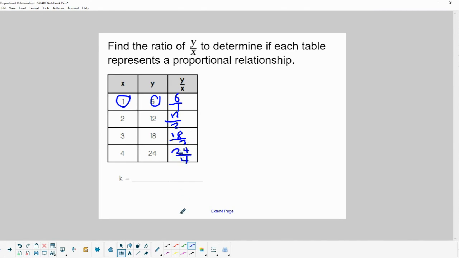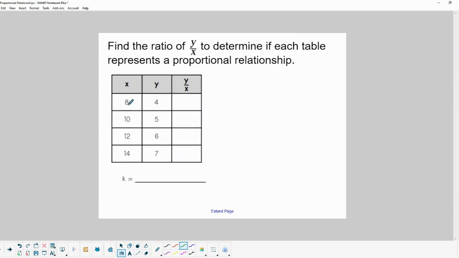What does it equal in each case when I do this division? Well, the first one would be 6. 12 divided by 2 is 6. 18 divided by 3, 6. 24 divided by 4, 6. Oh, so our constant of proportionality is just 6 in this case.